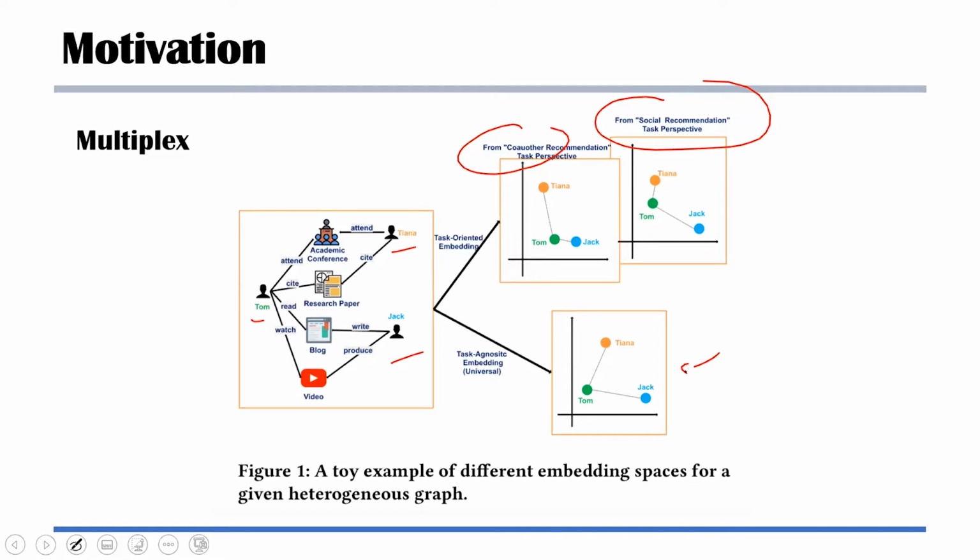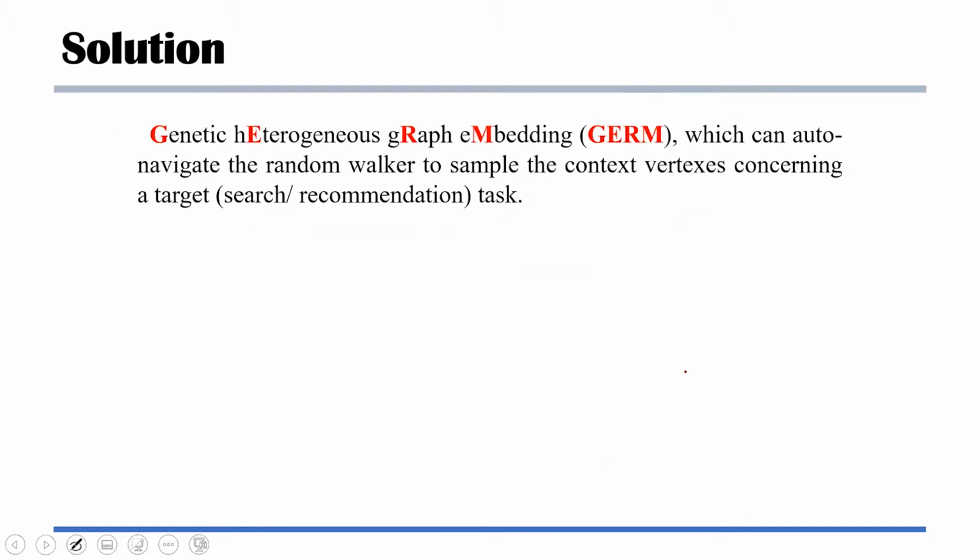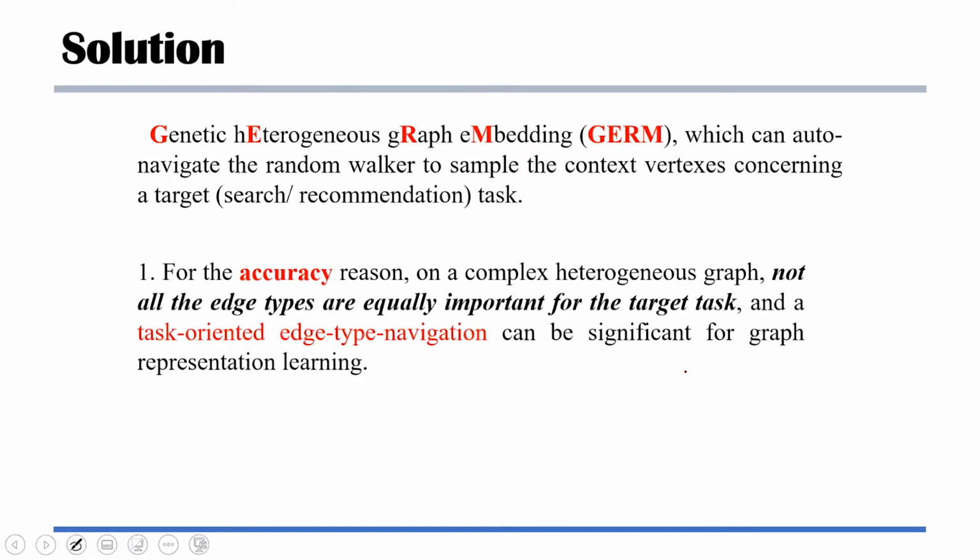task-oriented recommendation problem. And here we provide a solution. The new solution is called genetic heterogeneous graph embedding. Genetic heterogeneous graph embedding can automatically navigate the random walker to sample the context vertex concerning a target specific task, maybe search or recommendation. So we can call that a node ranking task.